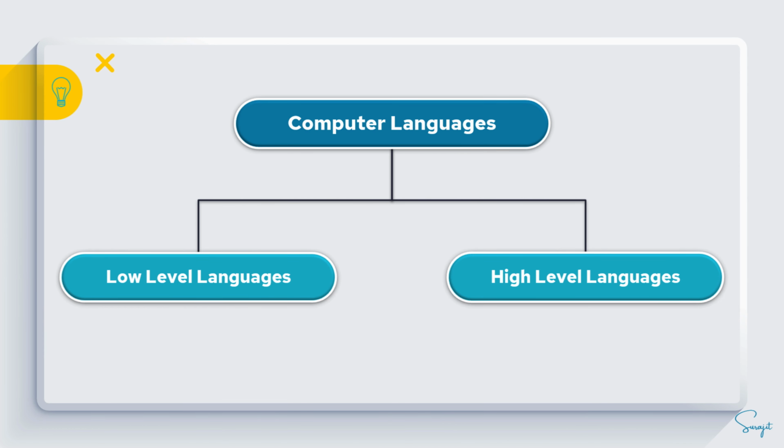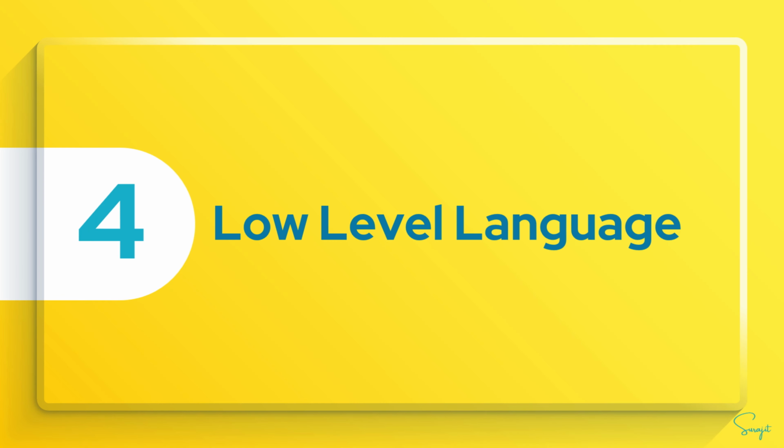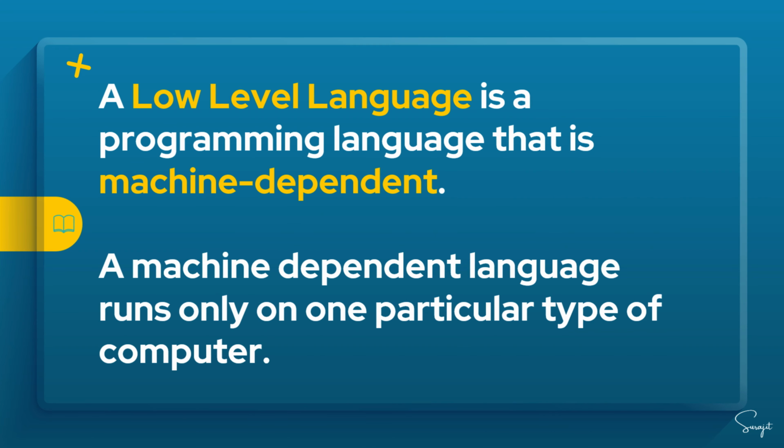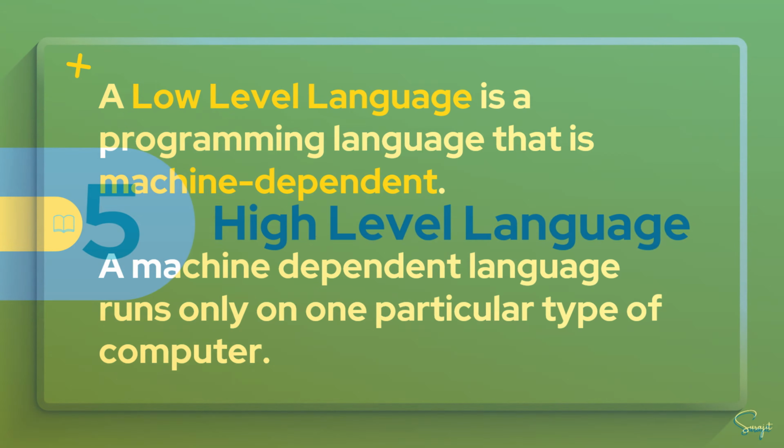Now, let's talk about different types of computer languages. There are two types of computer languages: low-level language and high-level language. Now, what is a low-level language? A low-level language is a programming language that is machine-dependent. A machine-dependent language runs only on one particular type of computer. Basically, it's called machine language. It is the only language understood by the computer.